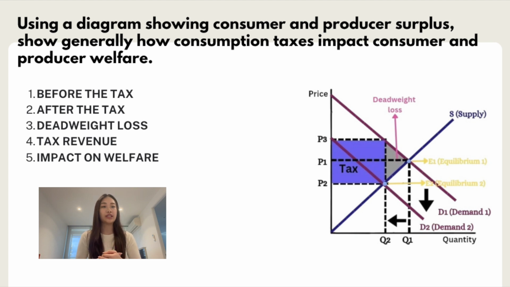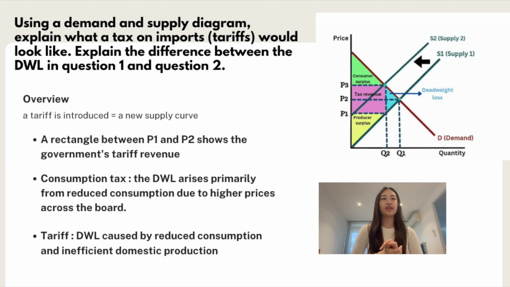Consumer welfare decreases because they pay more for fewer goods. Thus, producers get less money and sell fewer goods. The deadweight loss represents the lost welfare that both consumers and producers do not get back. Moving on to the next question.